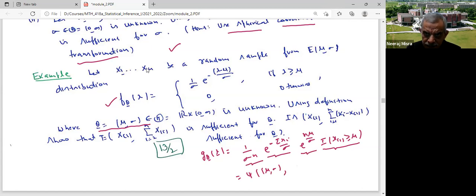And then what are the statistics? The statistics which you are getting are x1 and summation xi, into hx. What is your hx? Hx is 1. And psi is basically this whole of this. So by the factorization theorem, x1 and summation i is equal to 1 to n xi are sufficient.